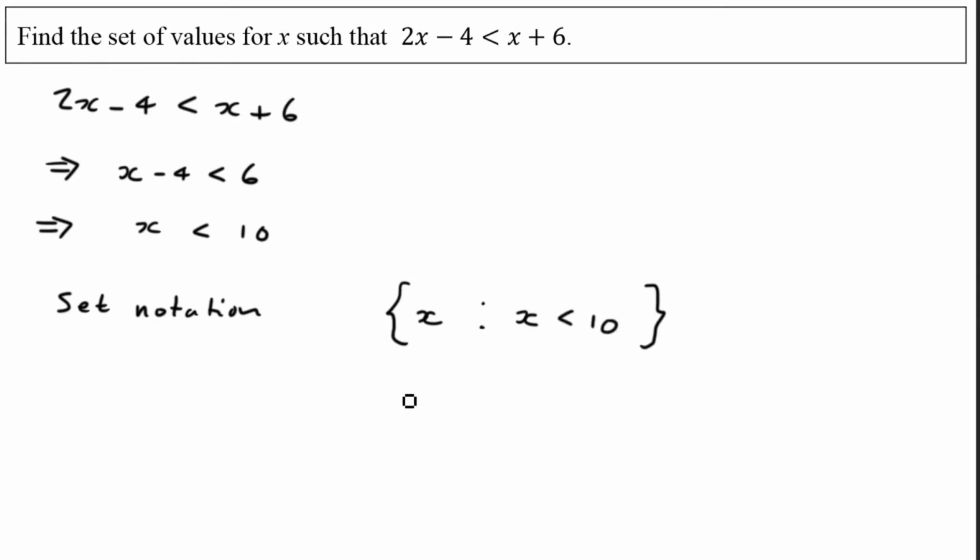Occasionally, there is some extra detail given in the first part. We might want to make it very clear that x is a real number under the condition that x is less than 10. This first part is not seen too often, but you should be aware of its use.